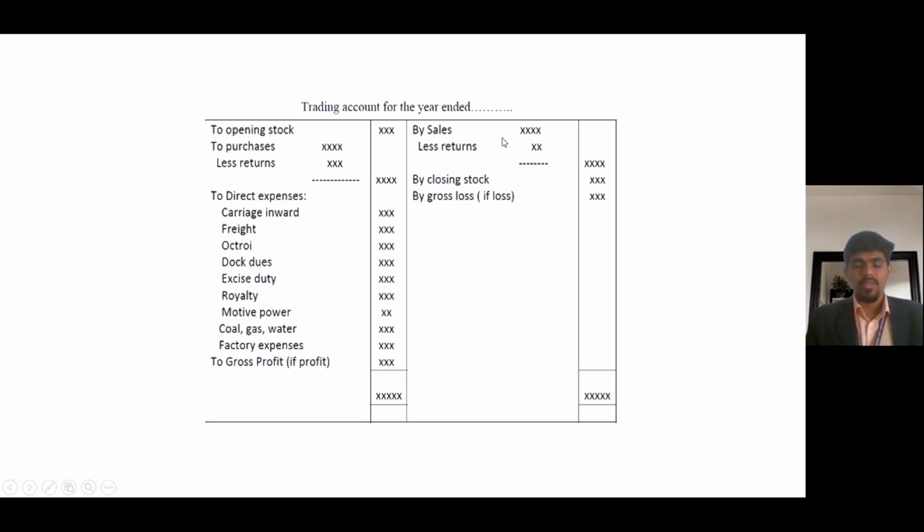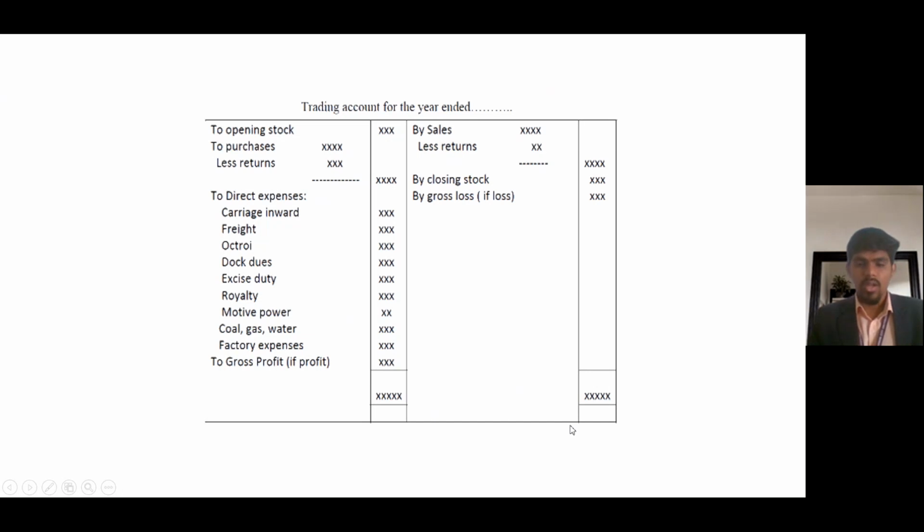By sales. If we are doing any sales, what is the major revenue we get? By selling the goods we produce, we get the major revenue. In that, less returns: if there are any sales returns, they will be deducted. After that, whatever value remains will be called net sales. Next is by closing stock. What do we mean by closing stock here? If any stock is left with us at the year end, on the day we are preparing the trading account, that will be called closing stock.